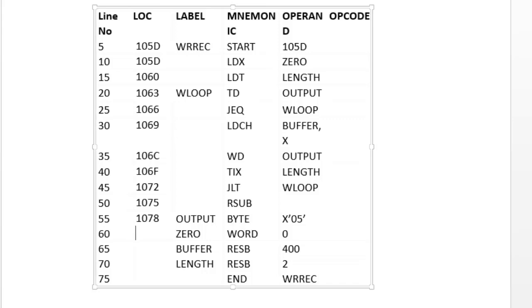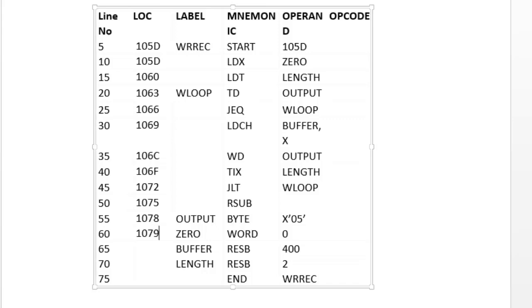So I have to add only 1 after this 1078, because this output is a memory location which is occupying only how many bytes? How many hexadecimal values have we defined here? Only one constant hexadecimal value, which occupies only 1 byte. So my next address will be 1079.